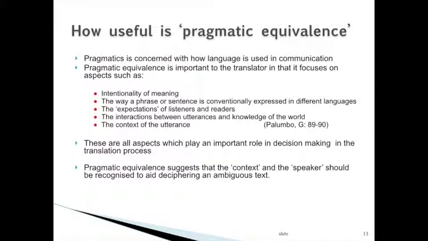So how useful is pragmatic equivalence to the translator? As we've seen, pragmatics is concerned with how language is used in communication, and pragmatic equivalence is important to the translator in that it focuses on specific aspects such as intentionality of meaning, or the way a phrase or sentence is conventionally expressed in different languages, the expectations of listeners and readers, and the interactions between utterances and the knowledge of the world and the context of the utterance. These are aspects which play an important role in making decisions in the translation process, and pragmatic equivalence suggests that the context and the speaker need to be recognized in order to help the deciphering of an ambiguous text.